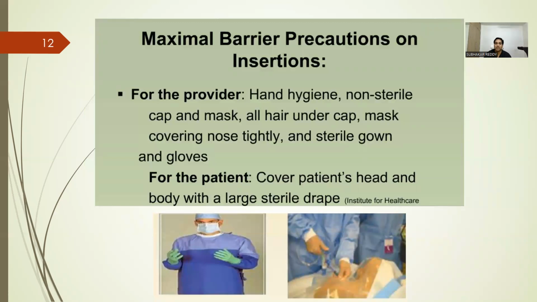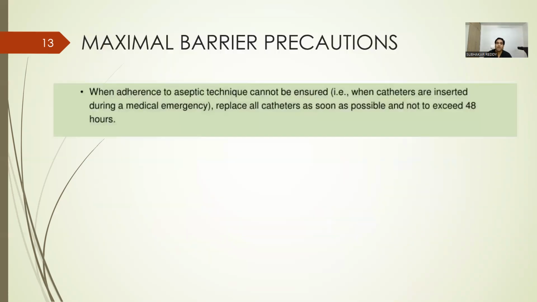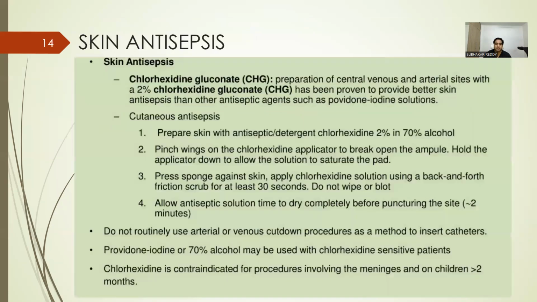Maximal barrier precautions for the provider are hand hygiene, a non-sterile cap covering all the hair, a mask covering nose and mouth tightly, and sterile gloves. For the patient, cover head to toe with a large sterile drape with a hole for insertion. When adherence to aseptic techniques cannot be ensured, that is when catheters are inserted in an emergency, replace all the catheters as soon as possible or within 48 hours.